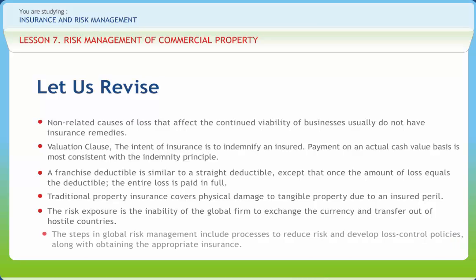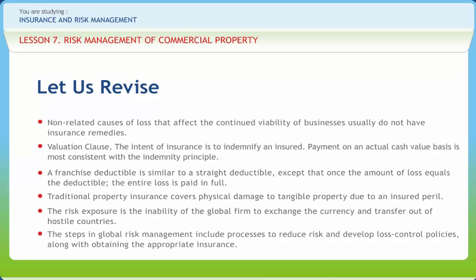The steps in global risk management include processes to reduce risk and develop loss control policies along with obtaining the appropriate insurance. The steps include learning the culture of the country and becoming a good corporate citizen, learning about the reality of the country and finding ways to avoid political and legal traps. In the area of insurance, the global firm first looks for public insurance policies.